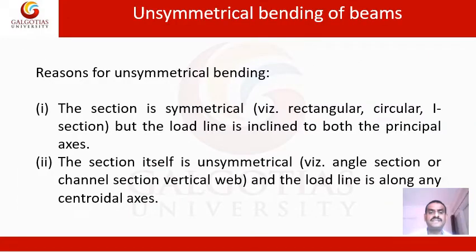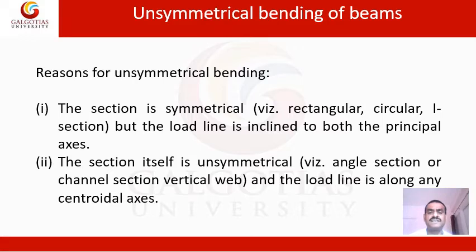The reason for unsymmetrical bending: the section is symmetrical but the load is inclined to both the principal axes. That is one of the cases for unsymmetrical bending. Symmetrical cross sections of the beam, for example rectangular, circular and I sections, all come under symmetrical cross sections. If the load is inclined to both the principal axes, then the bending is called unsymmetrical bending.